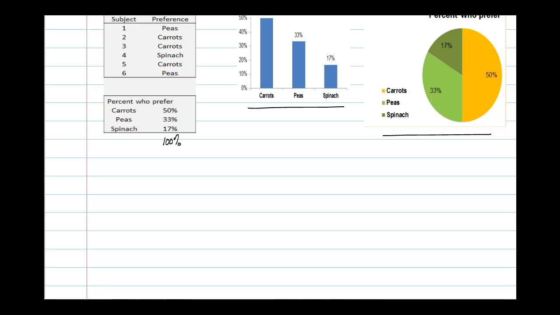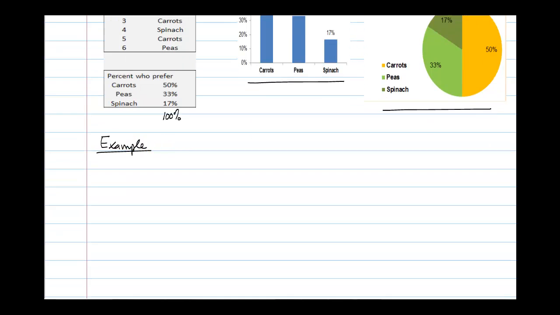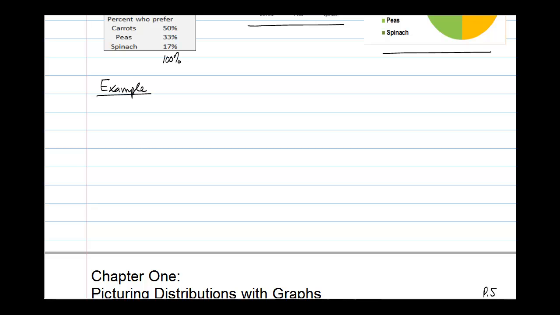Okay, let's go ahead and look at one last example to see how we can analyze a graph. And when we analyze a graph, we're looking for some information. We're looking for the individuals. We're looking for whether it's categorical or quantitative data, and we're also looking for whether I can use a bar chart or a pie chart, which would make more sense.